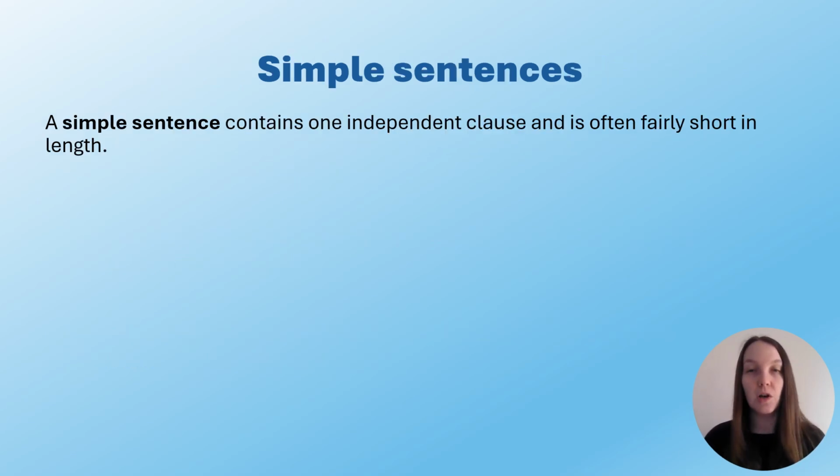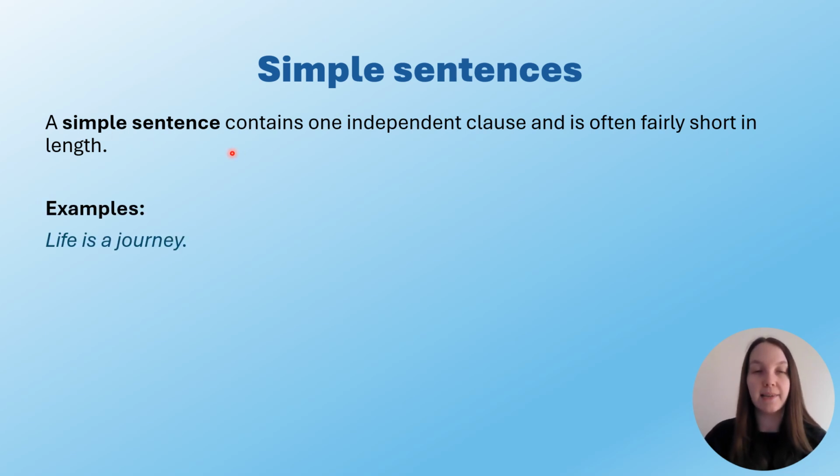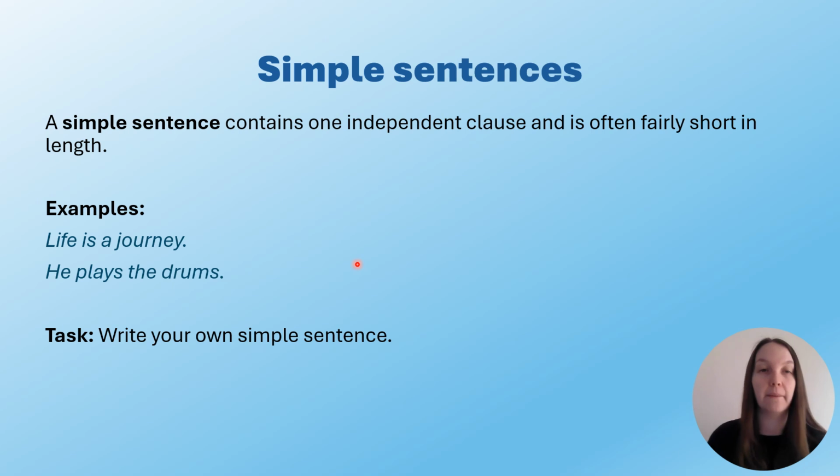Okay, so let's have a look at simple sentences then. A simple sentence contains one independent clause and is often fairly short in length. I've just got some examples here. Life is a journey. A nice simple sentence there. He plays the drums. Again, often quite short in length, and they make sense.